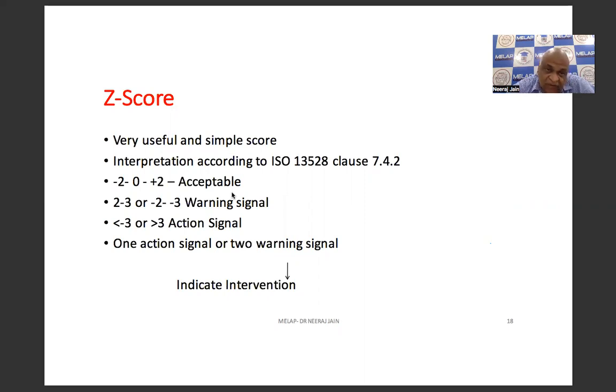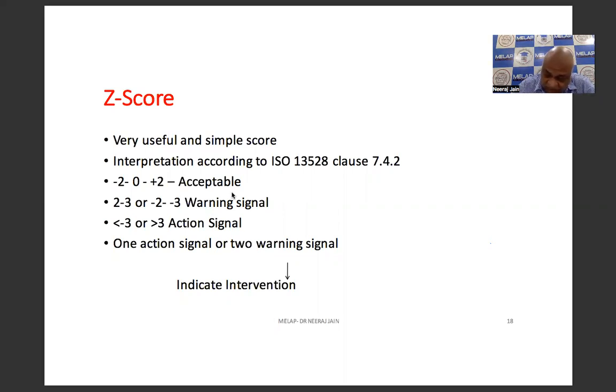And LJ chart, Westgard rules, these are applicable only to IQC. These require multiple data points. In EQAS, you have only one data point, so you cannot plot any LJ chart or Z-score. In any LJ chart, you cannot apply Westgard rules. For this, we use Z-score. It is also known as SDI, Standard Deviation Index.